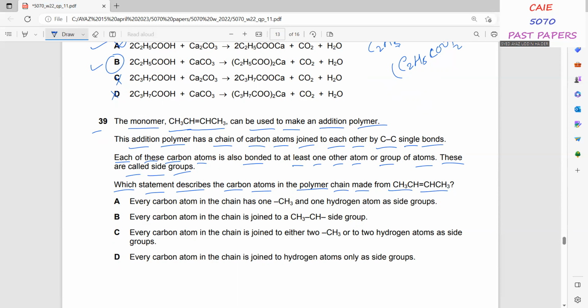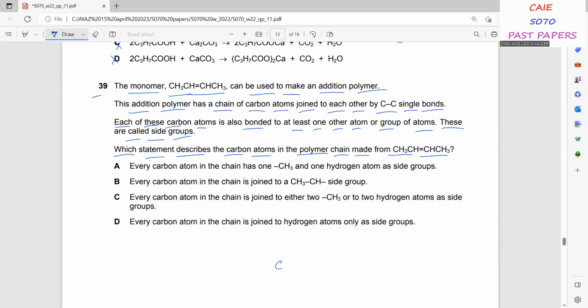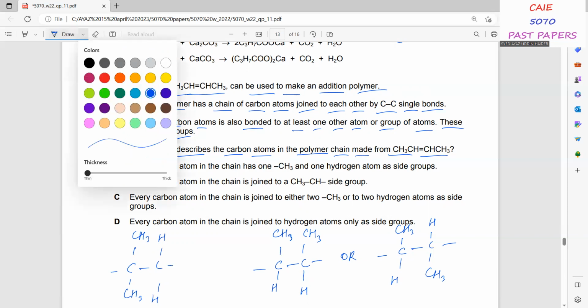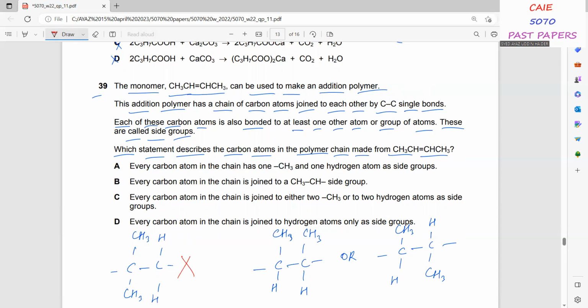You will definitely get this polymer. Or this is also correct. But remember, you can't have CH3 on a single carbon atom here, as you can see from its monomer. So this is wrong. So I'm reading the statements.